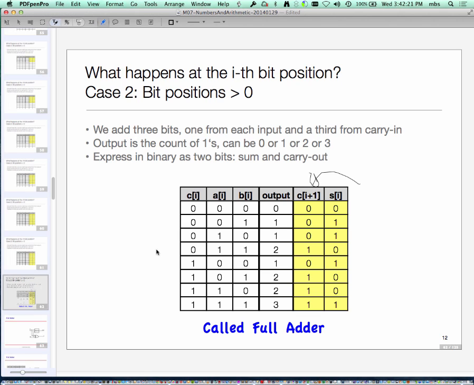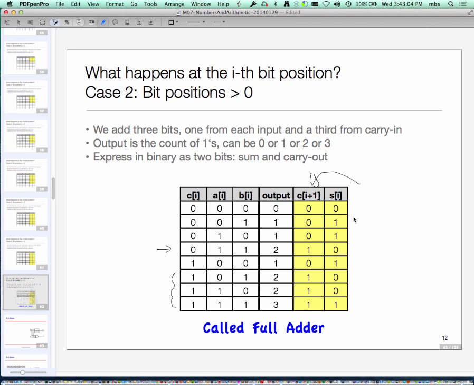Carry is 1 in this row and in these 3 rows, right? It's 1 when either 2 of the inputs are 1 or all 3 of them are 1, right? So it's 1 when A and B are 1, when C and B are 1, C and A are 1, or all 3 of them are 1. And this should remind you of the majority circuit. It's basically saying majority of the bits are 1, right? I have 3 bits, and if 2 or 3 of them are 1, then carry is 1. So carry is being produced by a majority circuit.